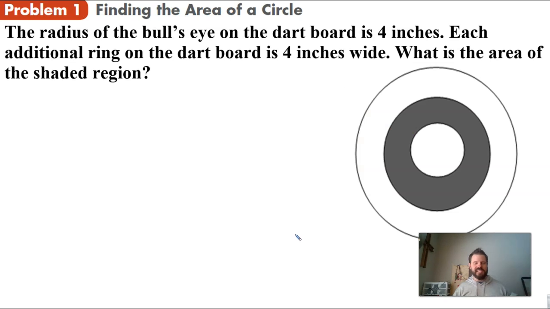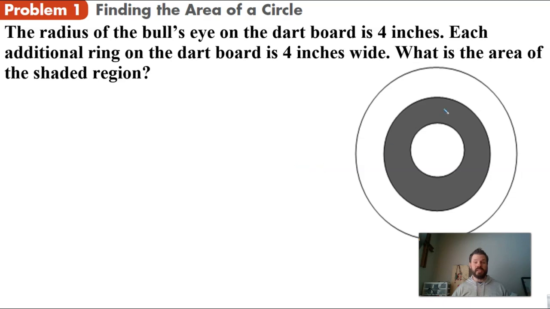Since we've already seen this formula in years past, let's just jump right into some applied problems. You'll get some easy ones and the hard ones in the homework. We'll jump right into the hard ones. Problem 1 says the radius of the bullseye on a dartboard is 4 inches. Each additional ring on the dartboard is 4 inches wide. What's the area of the shaded region?